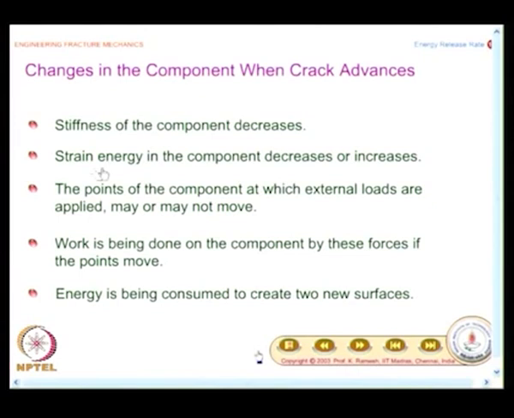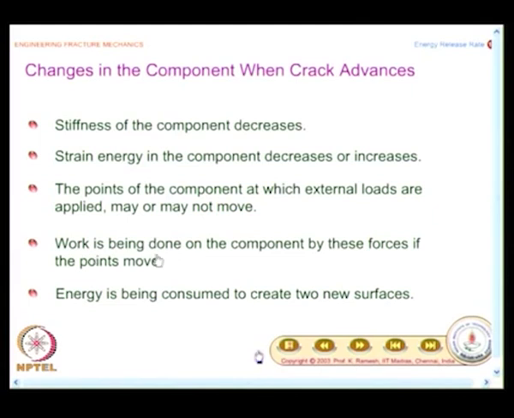So, when you say strain energy in the component decreases or increases, that is actually dictated by are we having a fixed grip situation or a constant load situation. So, if I have a fixed grip, work done by the external forces is 0.